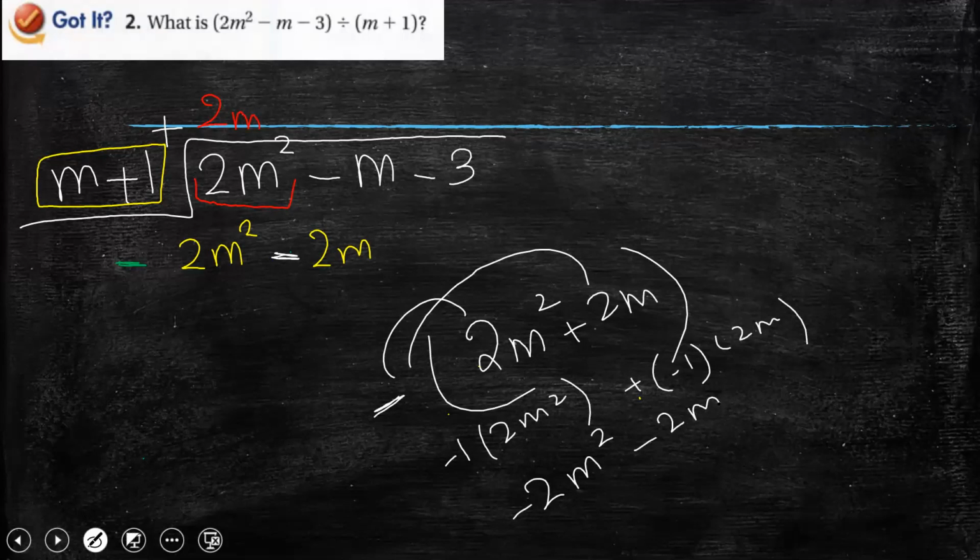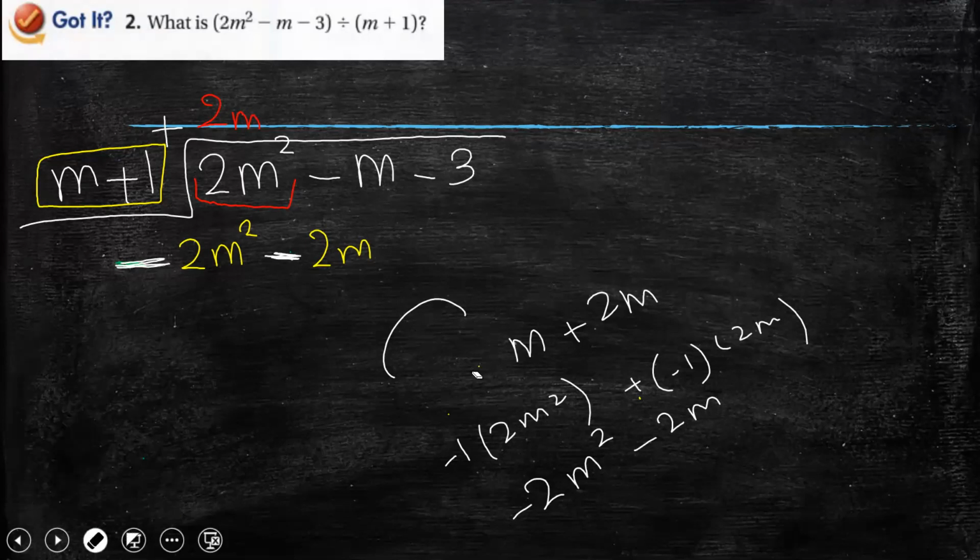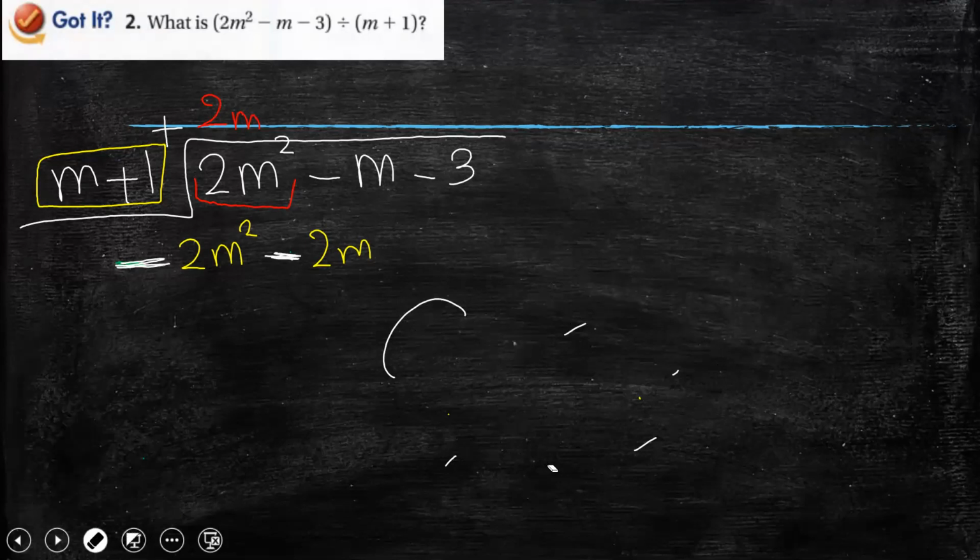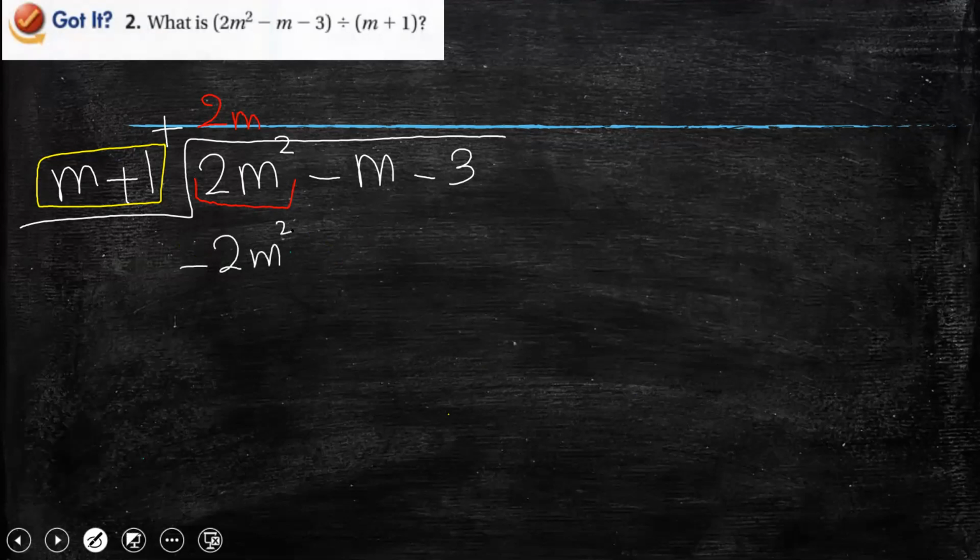Or you can say the negative sign is like magic here, like Superman. Change the sign for each term. If it is positive, make it negative. If it is negative, make it positive. It's easier to think of it like magic. So it's negative 2m squared minus 2m.